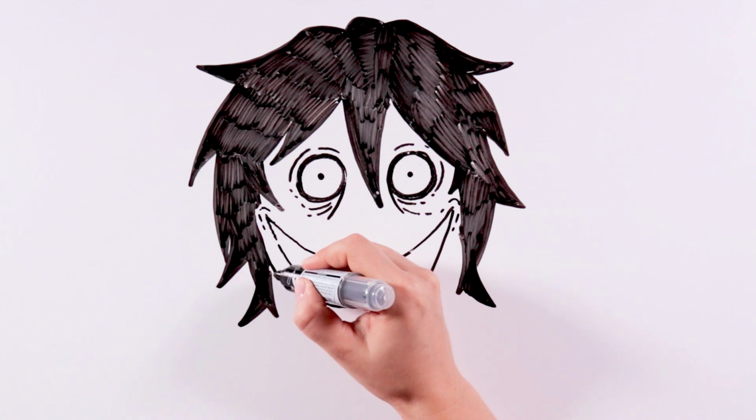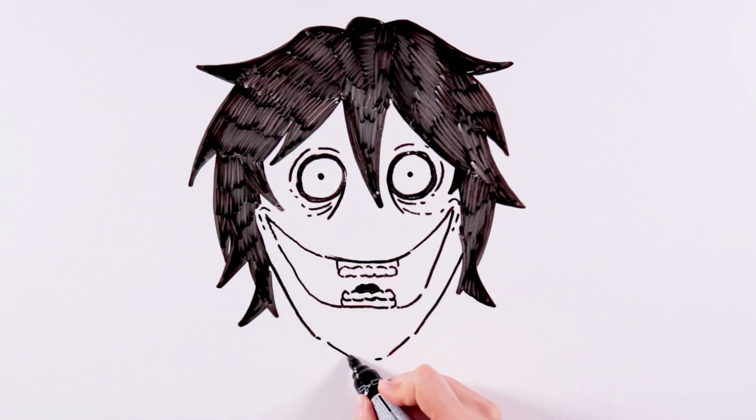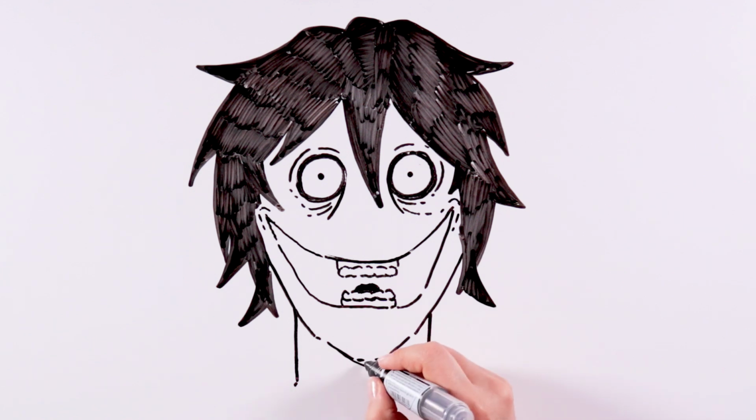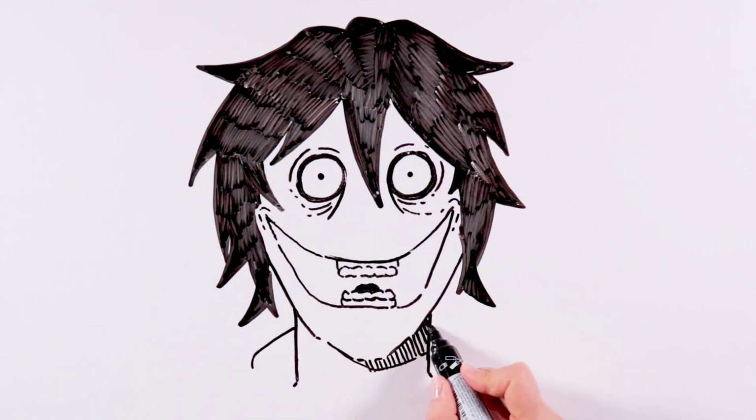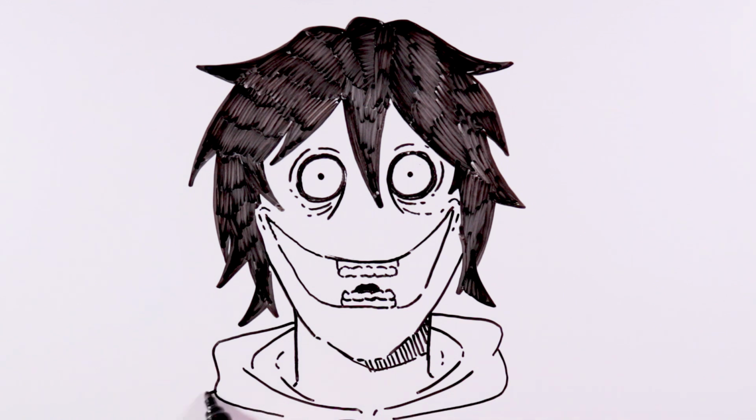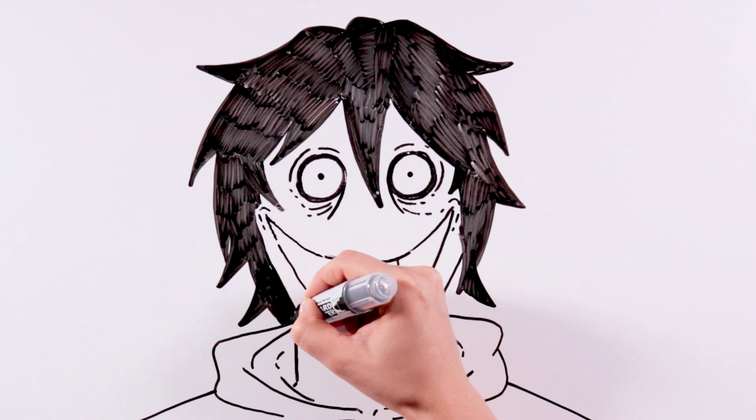Now it's time for the jawline, so draw 2 lines from the sides and make sure to create a sharp jaw. Now simply draw the neck and add shading to give it that final touch. And the hoodie. Fill these 2 spaces here with the smaller strands.